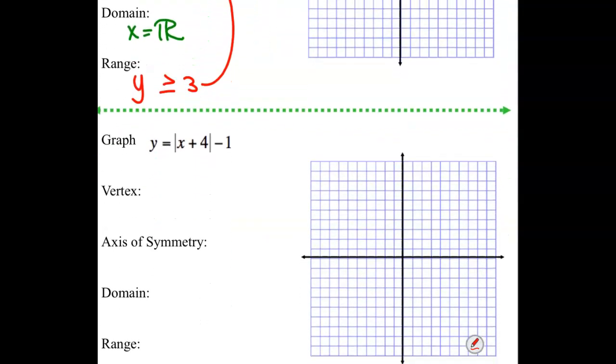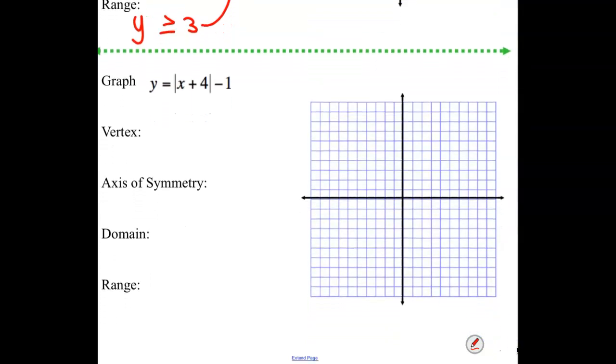All right, let's try another one. y equals the absolute value of x plus 4, minus 1. Again, our a value is 1. We haven't stretched or compressed it at all. We have shifted it left 4, and this tells me I went down 1. So our vertex is going to move from the origin, left 4 and down 1. This is my new vertex. My coordinates would be (-4, -1).